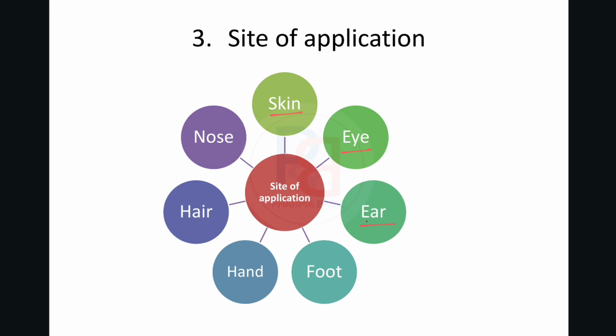So most of the drugs used in the ear are ear drops. Then the foot. So many drugs are made for application on the foot only. So many foot care creams are there. Then especially for the hand, for example, hand wash. Then the hair, made for use in the hair only, like shampoo, gel. Then oil, these are used for hair only. Next one is the nose. So many drugs are used in the nose, for example, nasal drop, aerosols, etc.